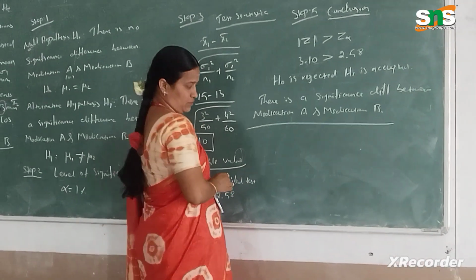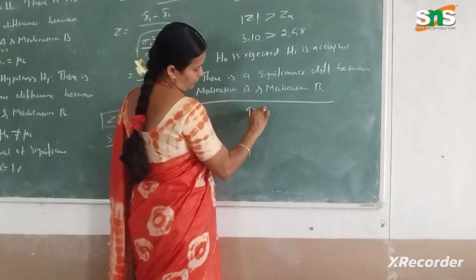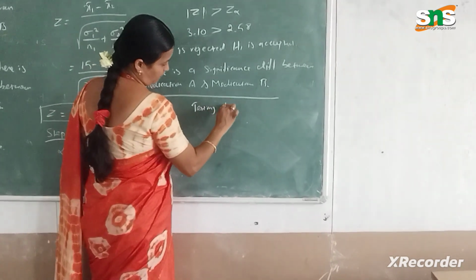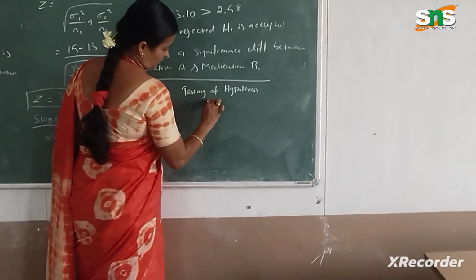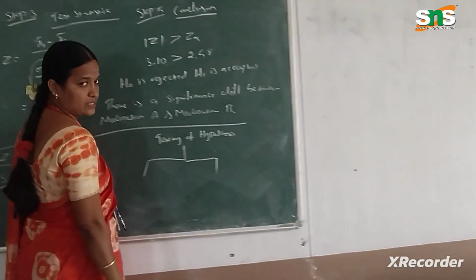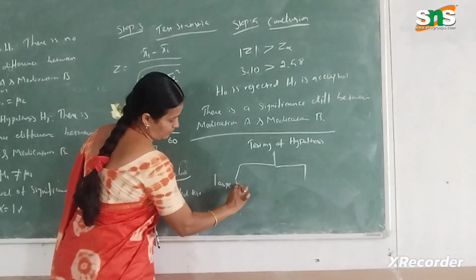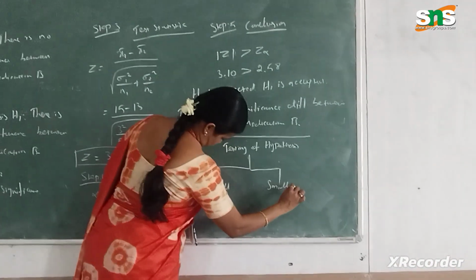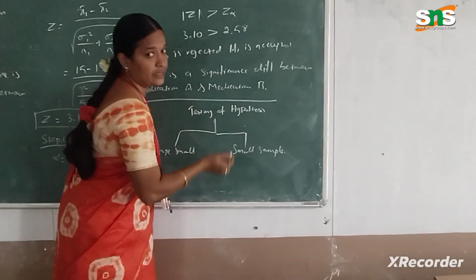In unit 1, we have 4 types of tests. Under testing of hypothesis, we are in the case of type 2. First we have large sample and small sample. Next class we are going to discuss small sample.